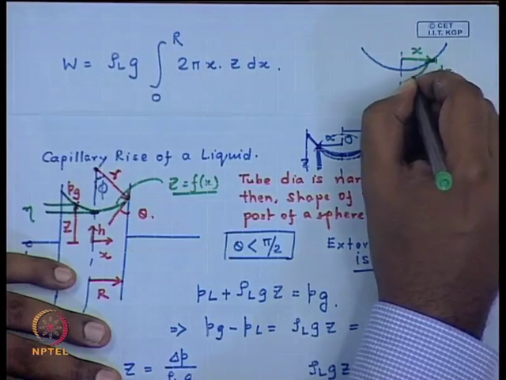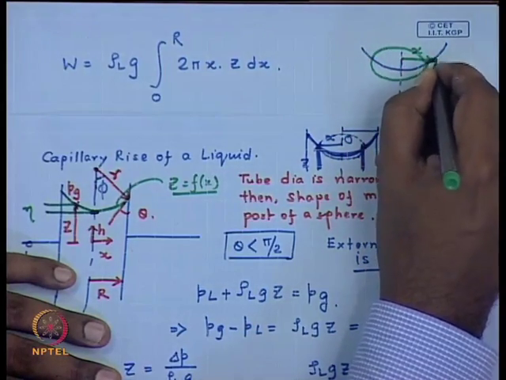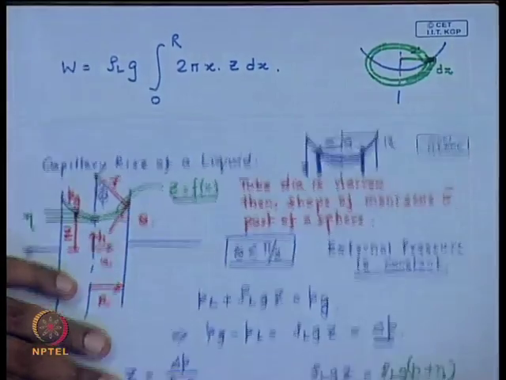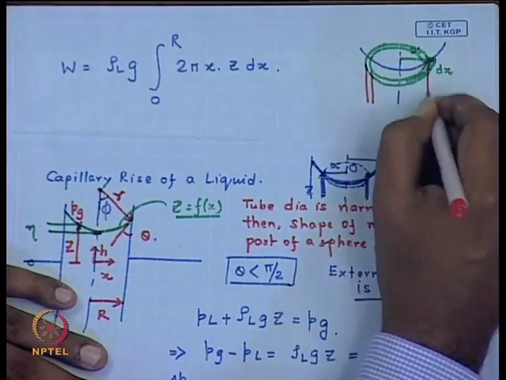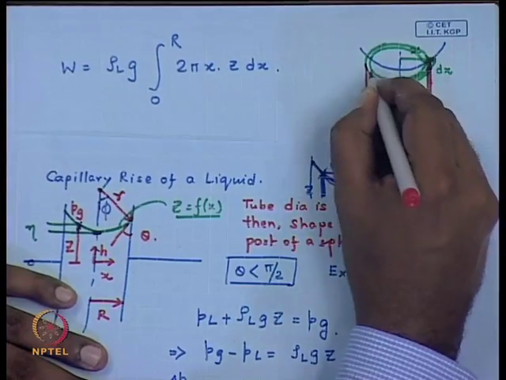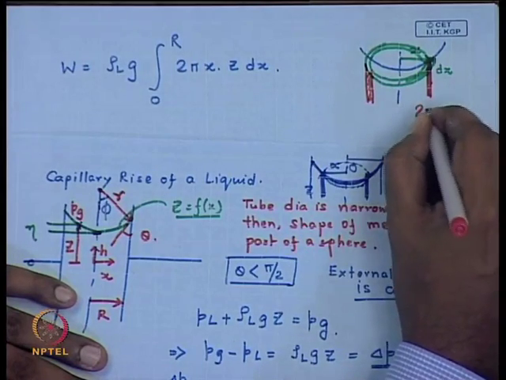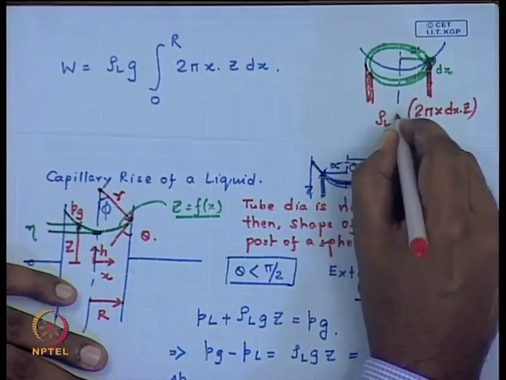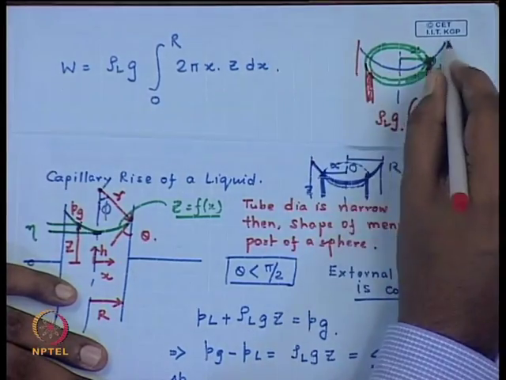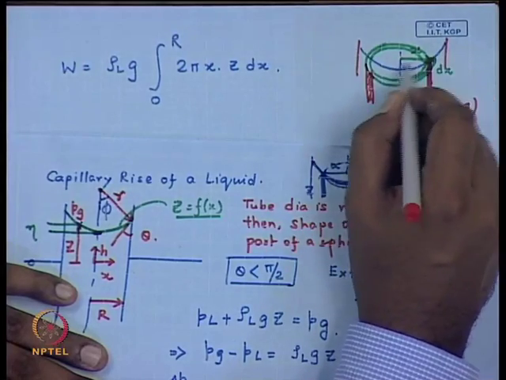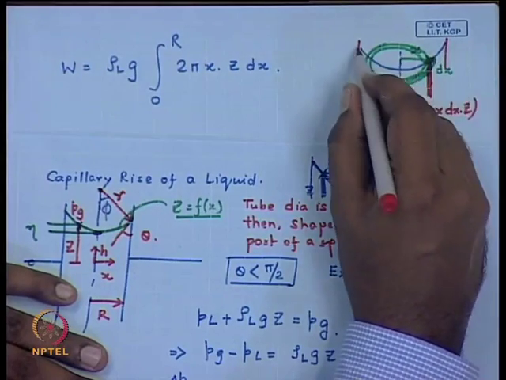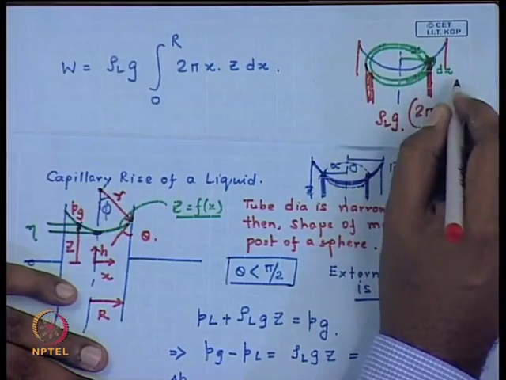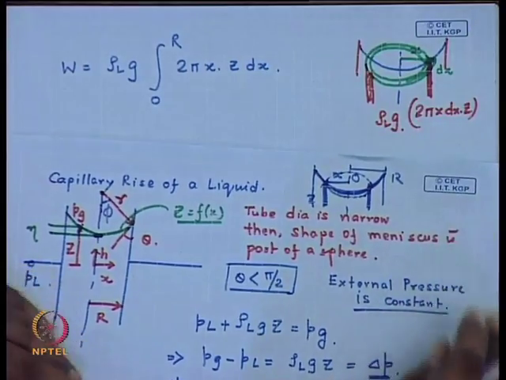So, this is the area 2 pi x into dx. This is the amount of liquid present, 2 pi x dx into z, and the weight of liquid is multiplied by rho L into g. So, if you want to find out the weight of the entire liquid that is forming this entire meniscus, you have to perform an integral over x from 0 to r, where r corresponds to the tube diameter.